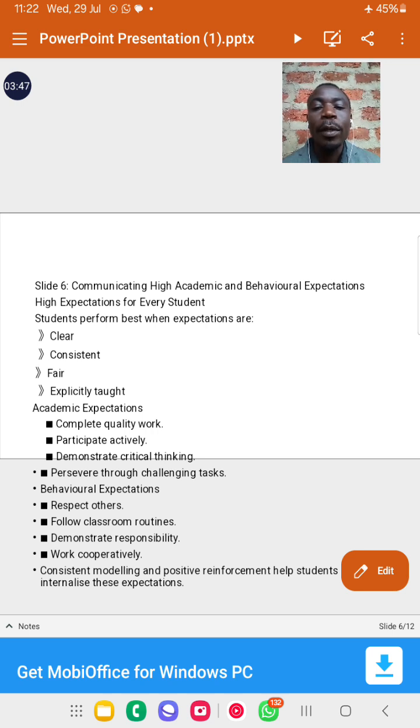In my next slide, I'm looking at communicating high academic and behavioral expectations. Students perform best when expectations are: one, clear; two, consistent; three, fair; four, explicitly taught. In academic expectations, we see completing quality work, participating actively, demonstrating critical thinking, and persevering through challenging tasks. On behavior expectations, we look at respect for others, classroom routines, demonstrating responsibility, and working cooperatively. Constant modeling and positive reinforcement help students internalize these expectations.